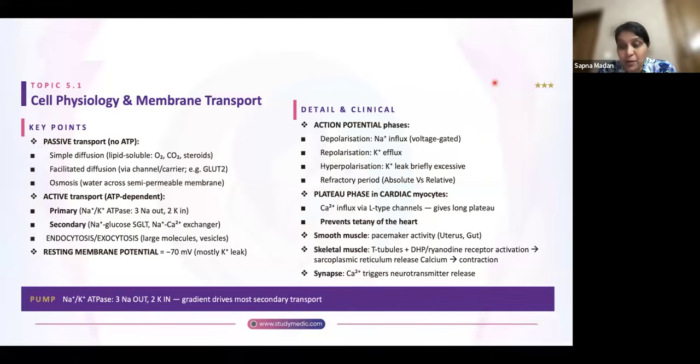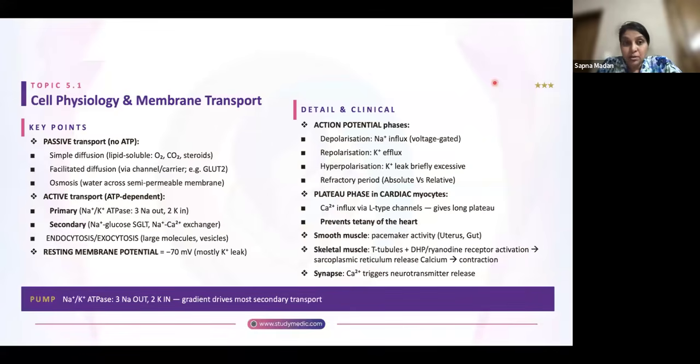And this is talking about cell physiology and membrane transport. Now, we all know that each cell is surrounded by a membrane. And there are solutes and electrolytes which have to travel inside and outside the cell through the cell membrane. So there are various ways that transfer can happen.